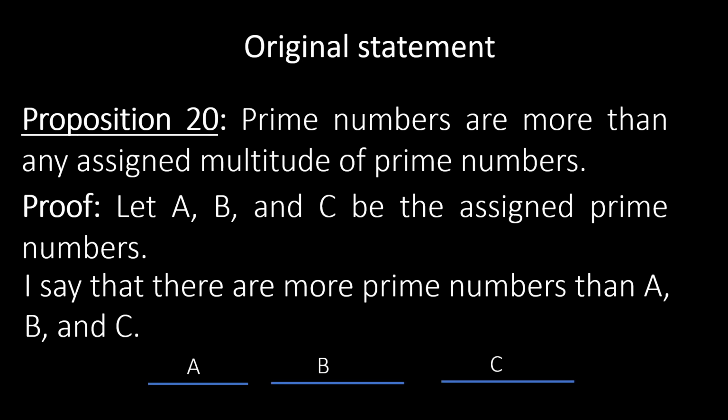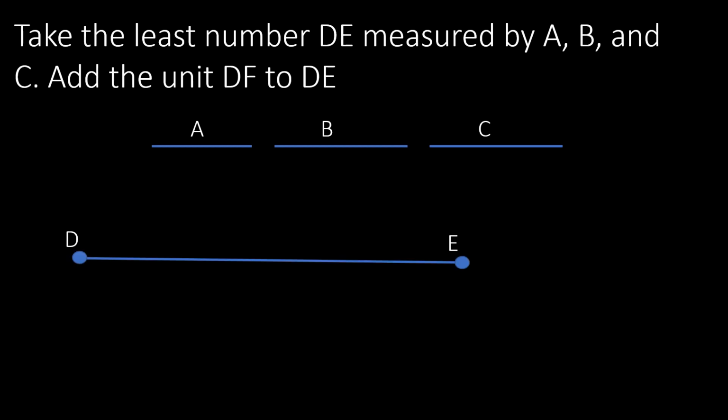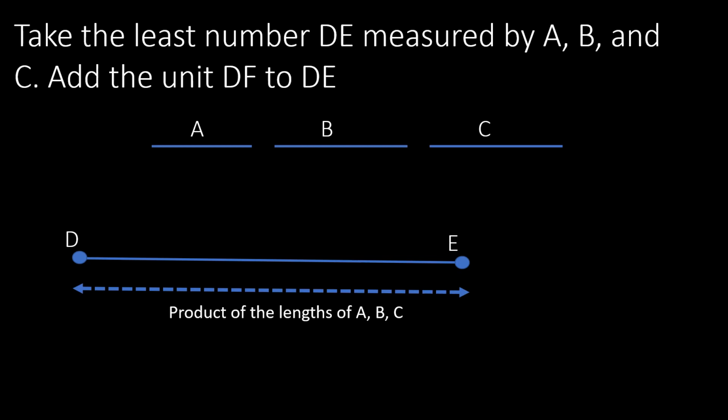So the segments are A, B, and C, which have length of a prime number. And the proof goes like this. Take the least number DE, which is going to be a segment, measured by A, B, and C, and add the unit DF to DE. I will explain what that means. You take the original segments, A, B, and C, which have prime length, you multiply them together to get a new segment DE, which is the product of the lengths of A, B, and C, and then you add the unit length to that one.